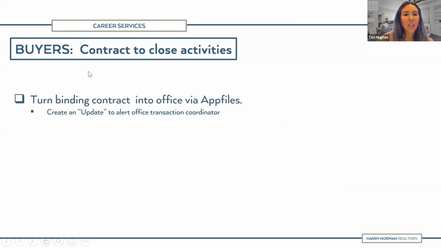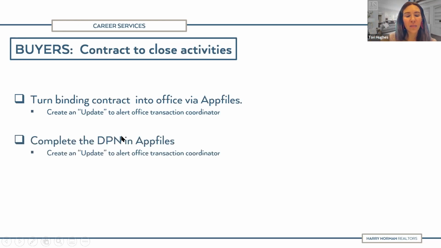So you are under contract, you have the binding contract. What is the next thing we're going to do? Well, you are going to turn the binding contract into your office via AppFiles. Every office I've noticed has a different preference on how this is done. So I would suggest you check with your transaction coordinator in your office or your broker to see, and they may have already told you when you onboarded, but to find out exactly how they want you to turn in that binding contract. Some offices like you to create an update. Some offices like you to put it in that stage in AppFiles. So just check with your office, but you do want to make sure that you turn the binding contract into your office.